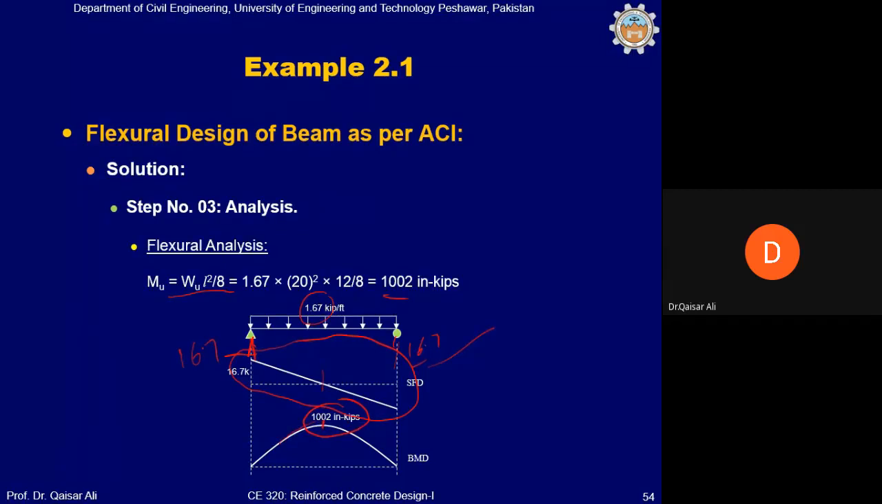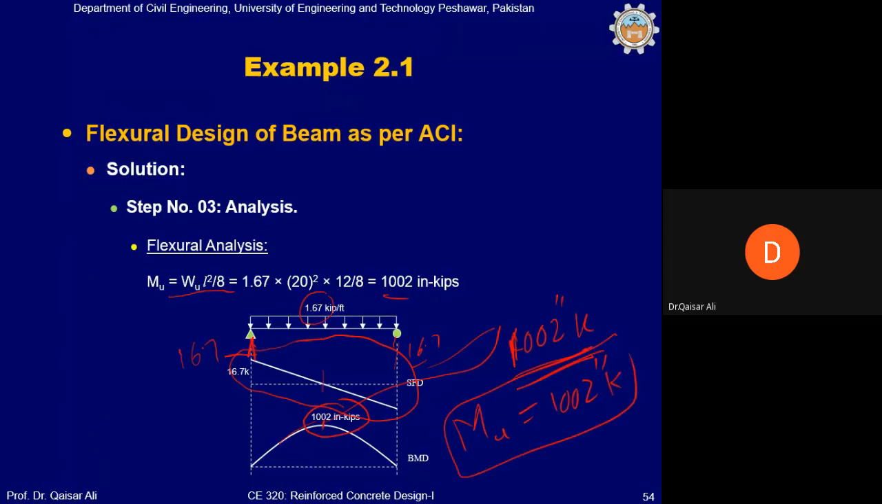But according to the ACI code, we will be designing for the maximum bending moment. So our maximum bending moment is 1002 inch-kip. This is the demand or applied bending moment, which has to be resisted by the beam. This is MU, the ultimate bending moment, ultimate demand, or ultimate applied moment.